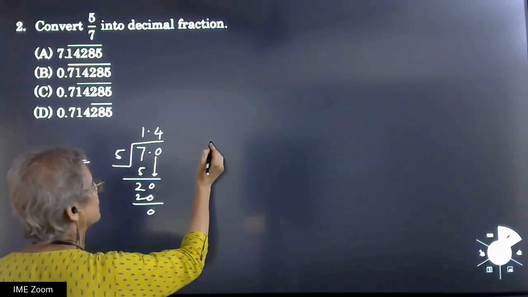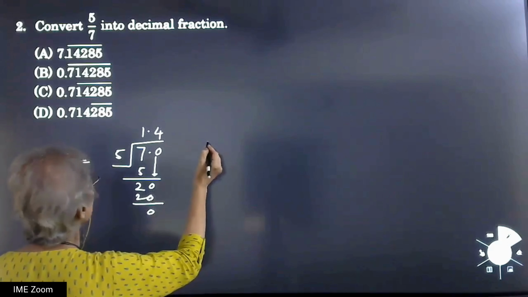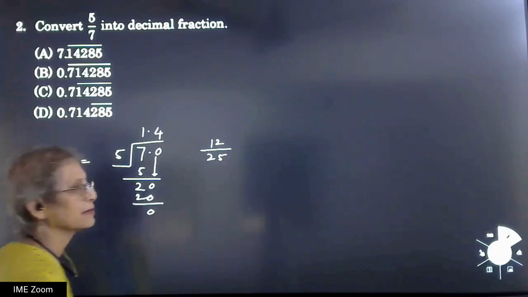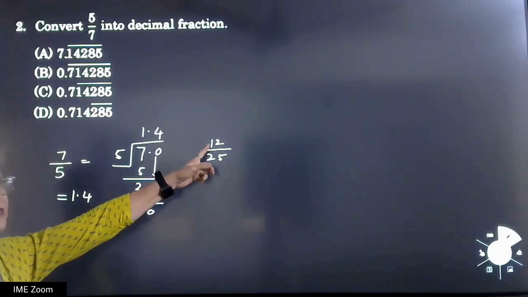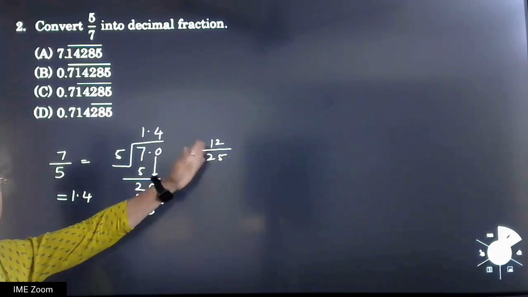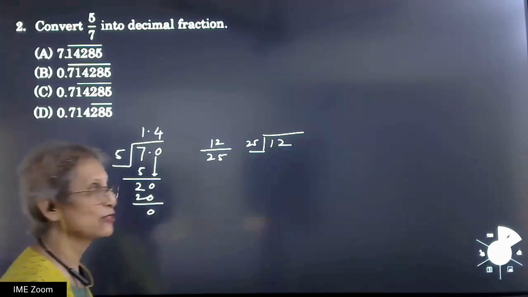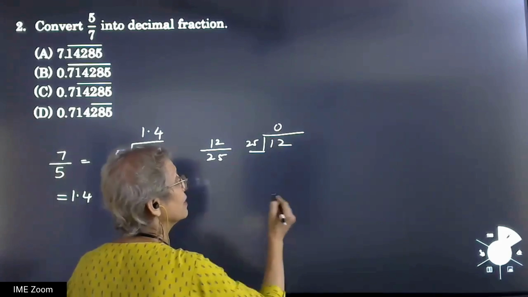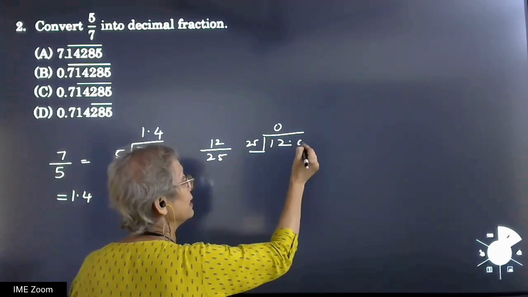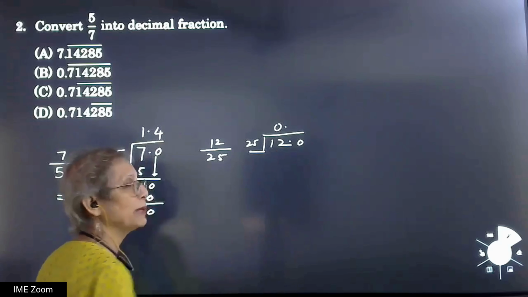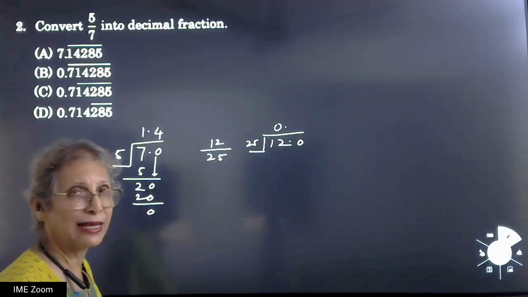Now we'll take other examples. Say 12 upon 25. Now this time, this is a proper fraction. Okay, let us divide. 12 divided by 25. It is not divisible. So first of all, let us write 0. Now I am putting decimal point and adding 0 over here. Here also I have to write decimal point. Now let us do division as usual.